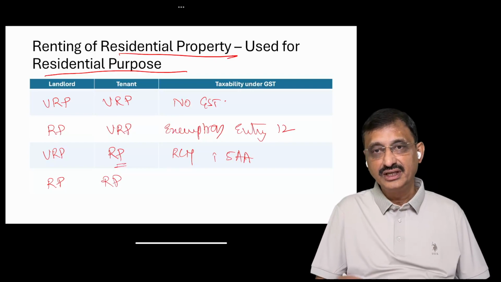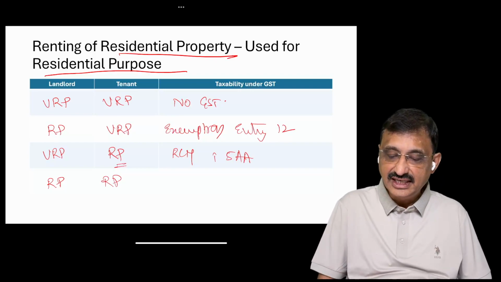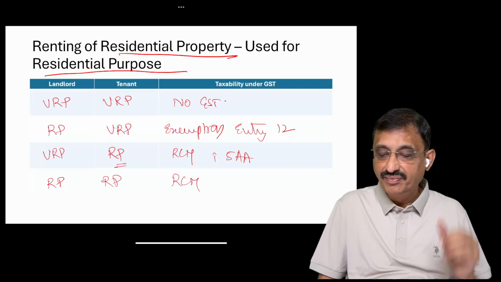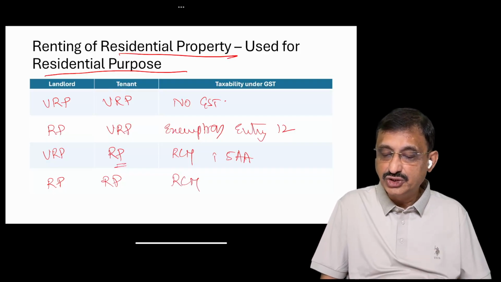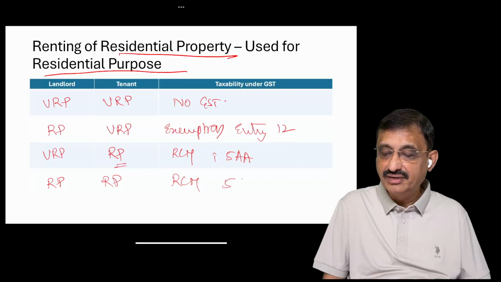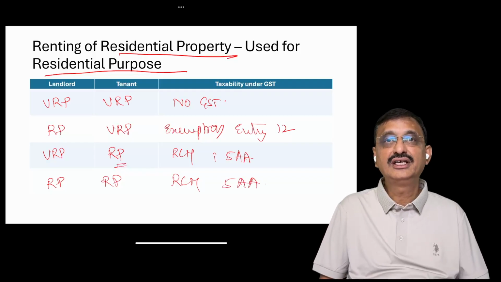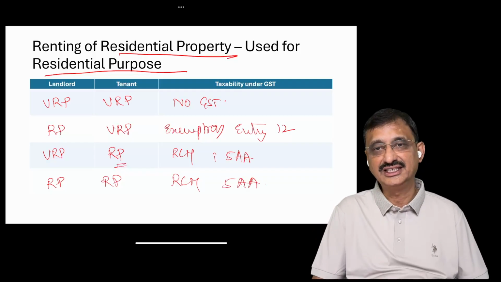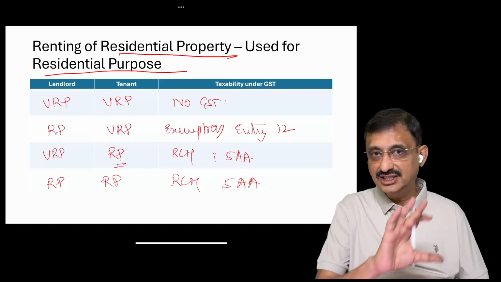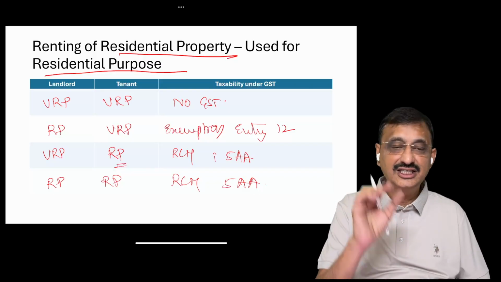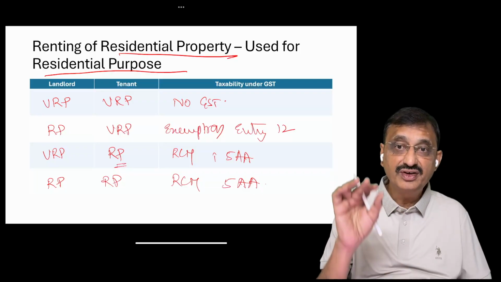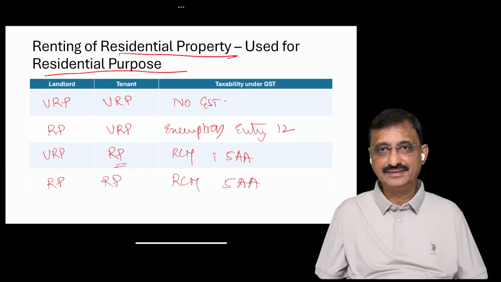Next comes landlord is a registered person and tenant is also a registered person. What will happen? In this case also, the RCM will come into play, and this is by virtue of entry number 5AA of the reverse charge notification.